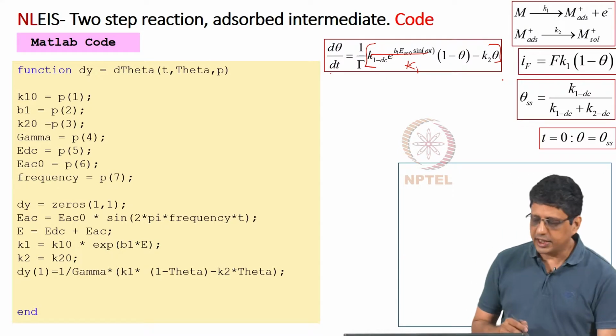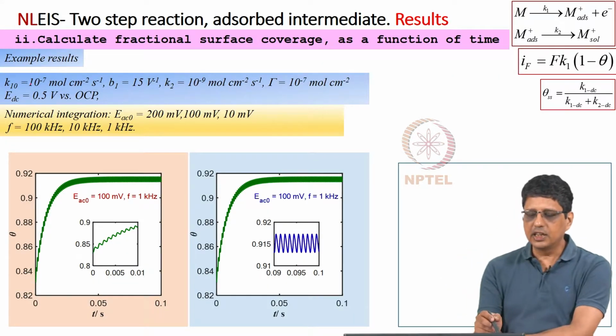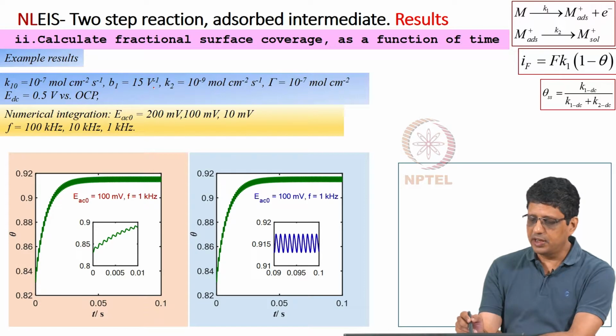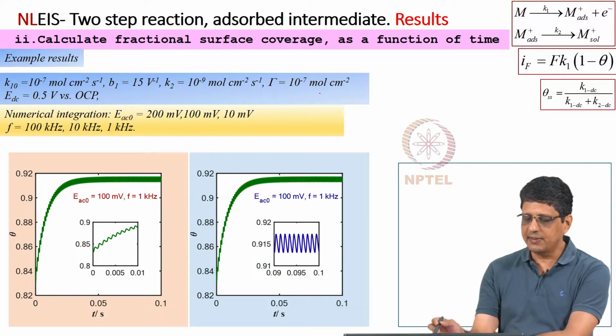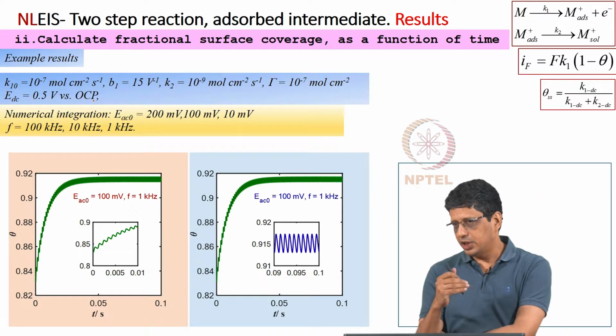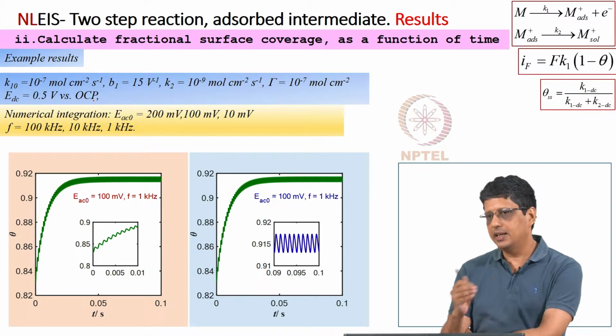So, if I do this integration, what do I get? For certain values: K10 is 10 power minus 7 moles per centimeter per second, B1 is 15 inverse volts, K20 a certain value, gamma 10 power minus 7 moles per centimeter square, and a DC potential of 0.5 volts with respect to open circuit potential. When we are significantly far away from the open circuit potential, we can neglect the reverse reaction.